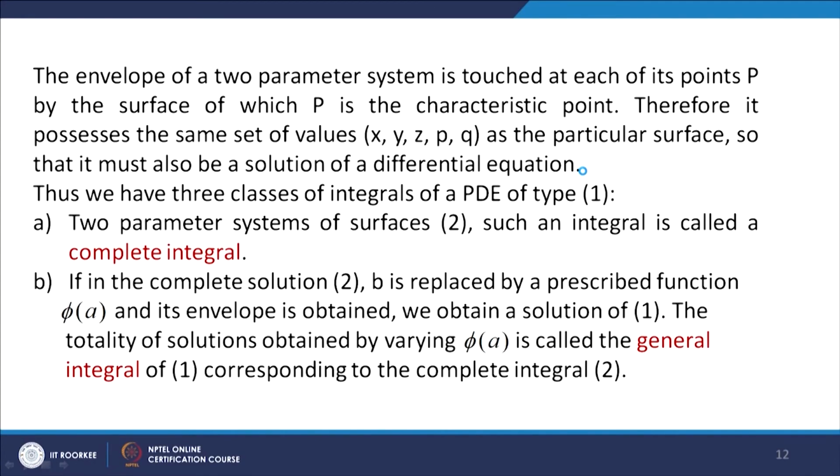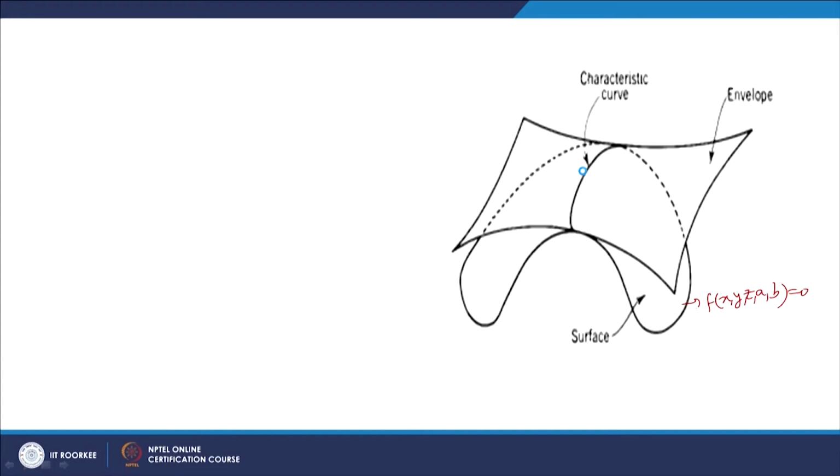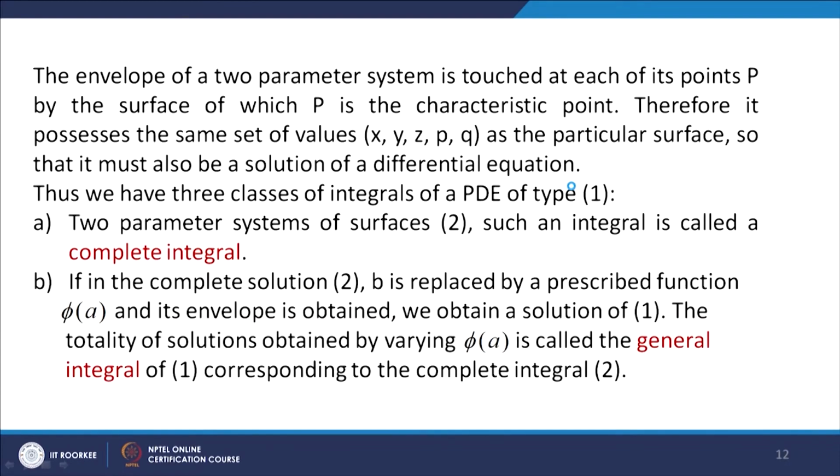The envelope of a 2 parameter system is touched at each of its points P by the surface of which P is the characteristic point. So, this is the envelope. It is touched at each of its points by the characteristic curve. You can see the envelope is touched at each of its points by the surface of which P is the characteristic point. Therefore, it possesses the same set of values x, y, z, p, q as the particular surface, and therefore, it must also be a solution of the differential equation.